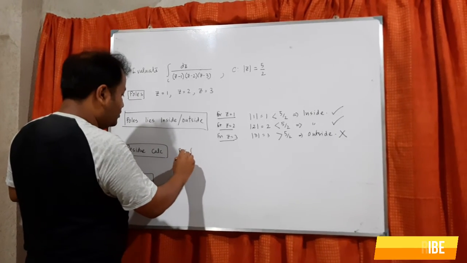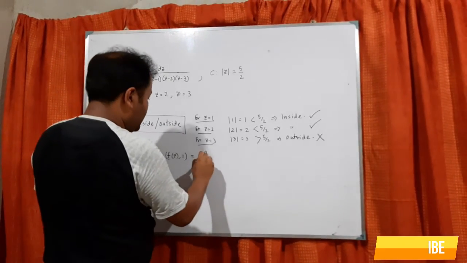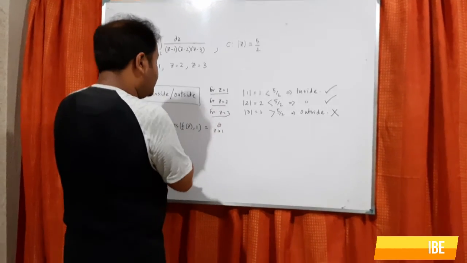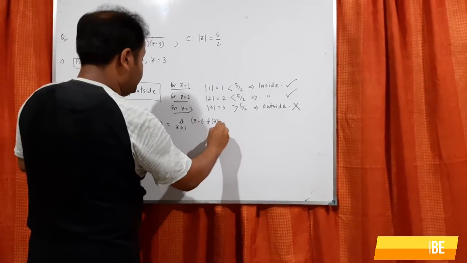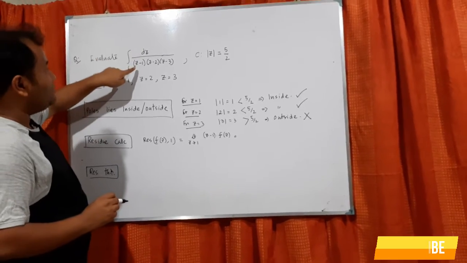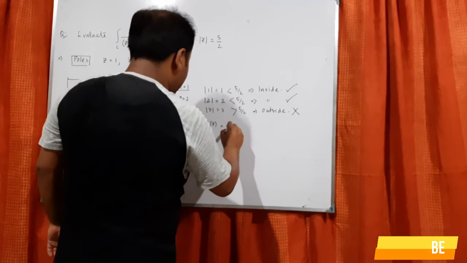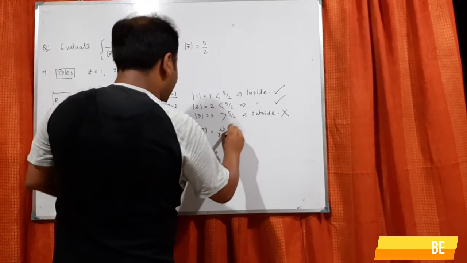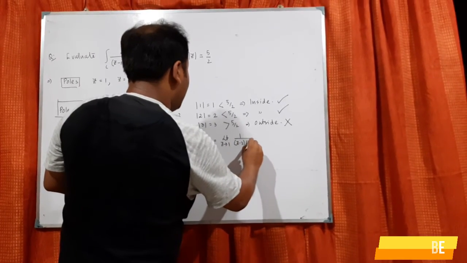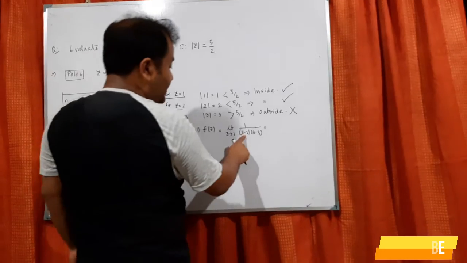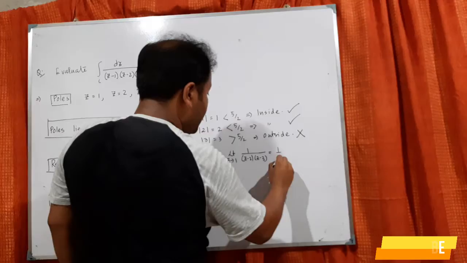So residue of f(z) at 1 will be limit z tends to 1 of (z minus 1) into f(z). Now f(z) means 1 by (z minus 1)(z minus 2)(z minus 3). So z minus 1 will be cancelled. So limit z tends to 1, it will be 1 by (z minus 2) into (z minus 3). Now if you put 1, it will be minus 1 and minus 2, so it will be half.